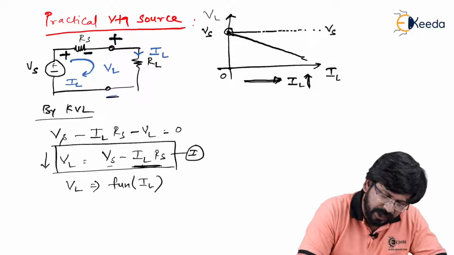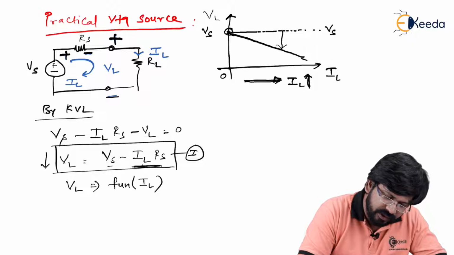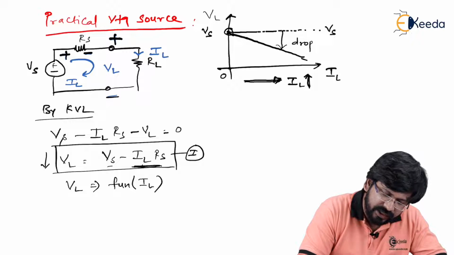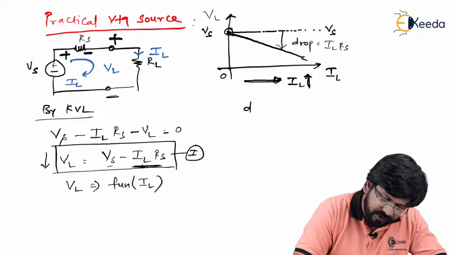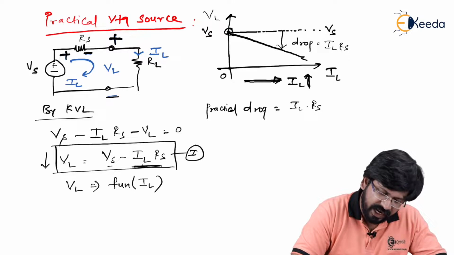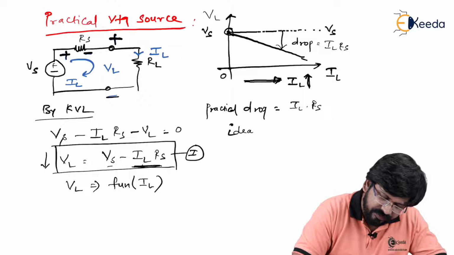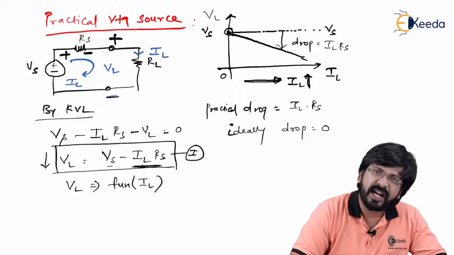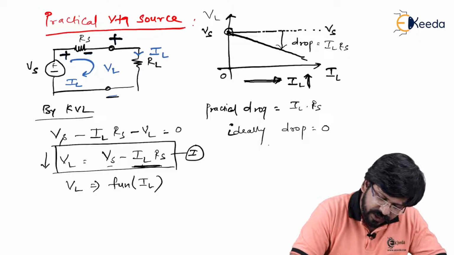But what you could see practically is there is a drop. And the drop value is IL times Rs. So what you can see, there is a practical drop of value IL times Rs. We say that ideally the drop should be equal to 0. If ideally the drop should be 0, it means we claim that IL times Rs should be equal to 0.